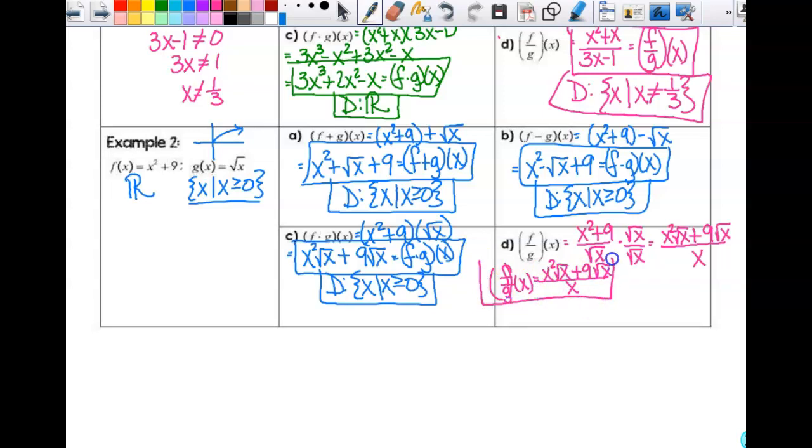So there's that part. Then I've got to talk about the domain. So remember, this is the quotient. All right? So the quotient says the denominator function, g of x, cannot equal 0. So over here, g of x cannot equal 0. G of x is the square root of x. It cannot equal 0, which means that x cannot equal 0. So my domain here is the set of all x's such that x cannot equal 0. And we're done.